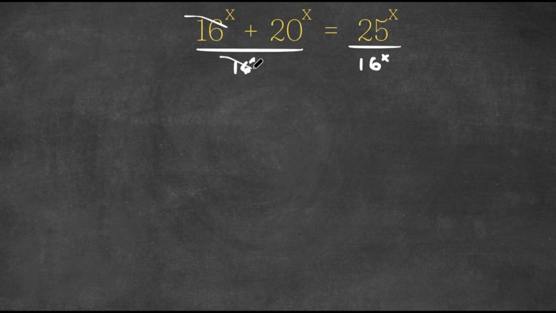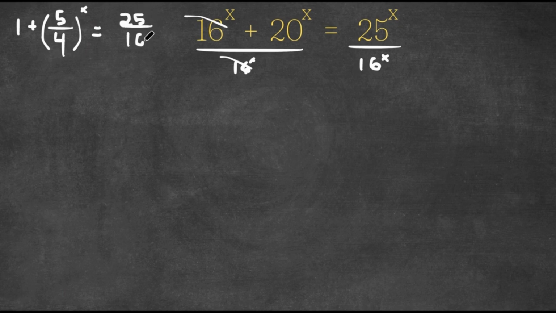So these two would cancel out, and on our left-hand side we have 1 plus 20 over 16, which is 5 over 4, to the power of x is equal to 25 over 16 to the power of x.